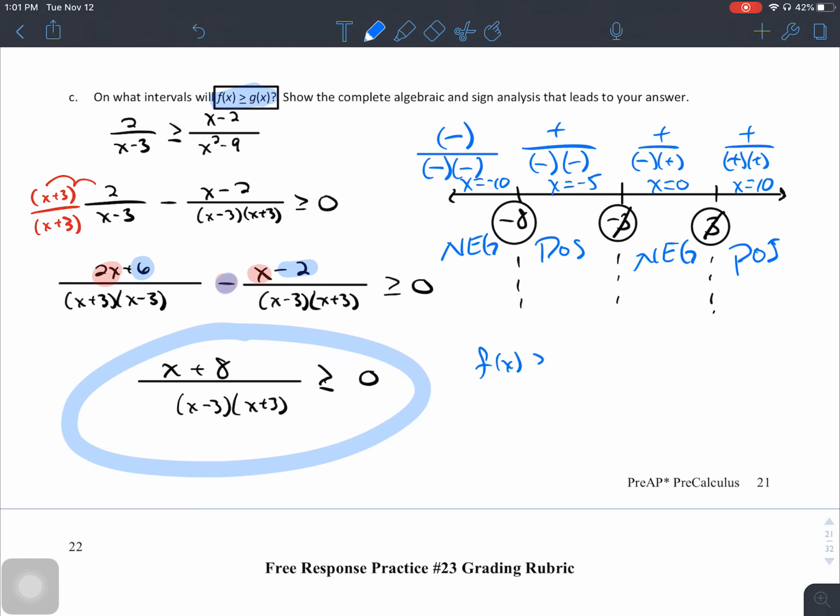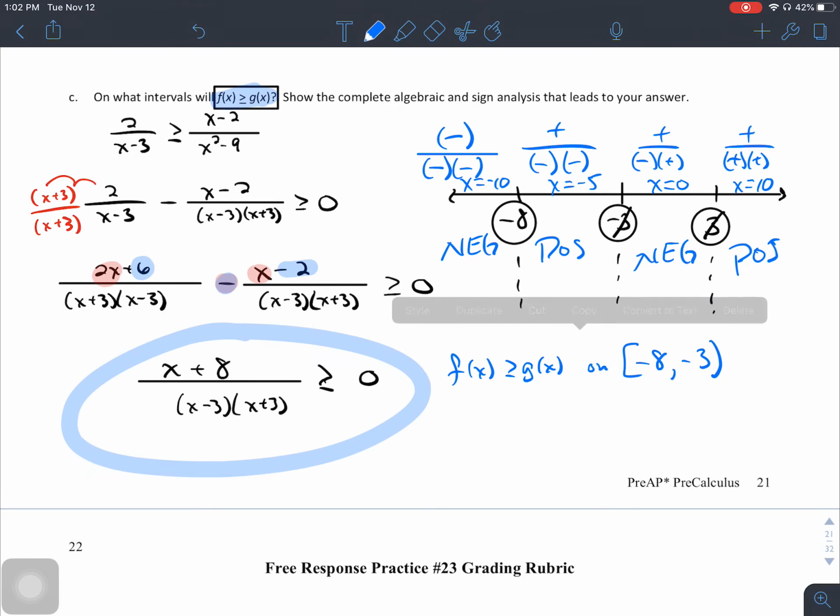F of x is greater than or equal to g of x on the interval from -8. It includes it because that's when it's equal to 0. Till it gets to -3. Doesn't include -3 because -3 is not a value that works in this function. And then it's positive again right after 3 and forever to the right. Essentially, it's this interval, and we include the -8.